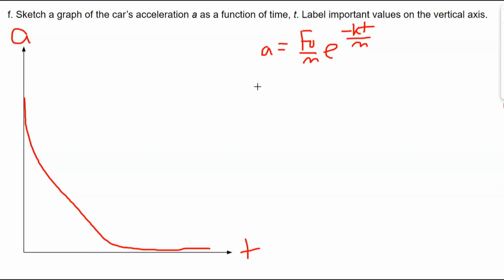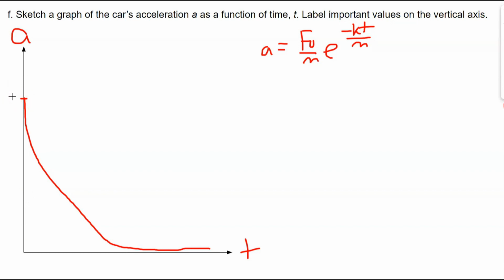So like previously we said that the problem told us the car starts at rest, so we knew that that graph had to start at 0. Just use the graphing strategy on your calculator to know what the shape of the curve should be and not necessarily where the curve is located. So again, we know that acceleration is supposed to approach 0, and we've got to label important values on the vertical axis. So this isn't very important. I mean, acceleration is just 0, but I think that starting acceleration is important.